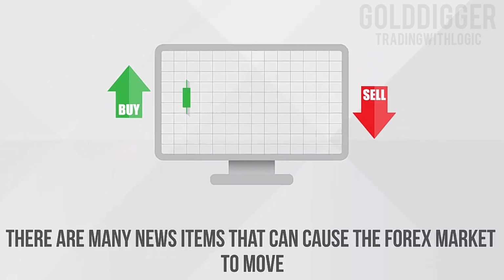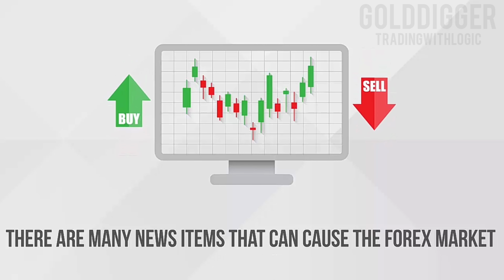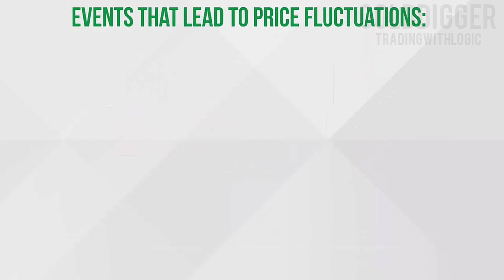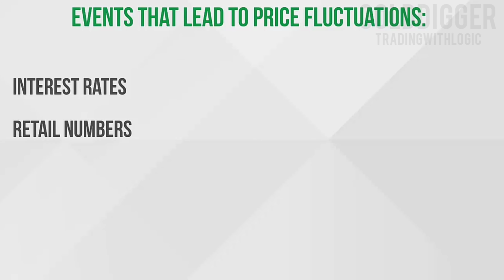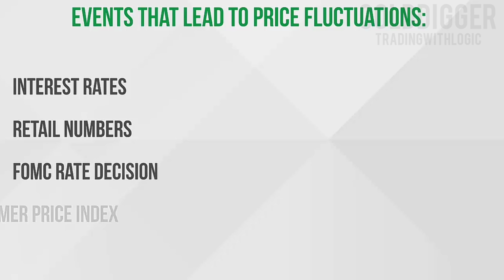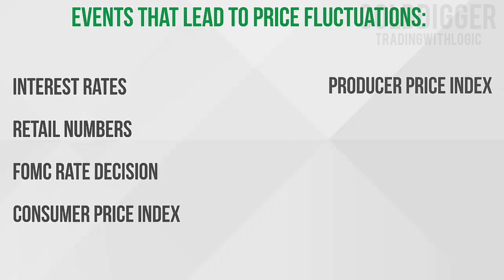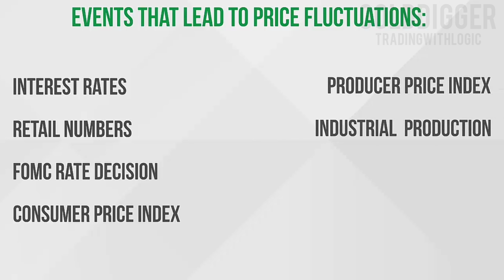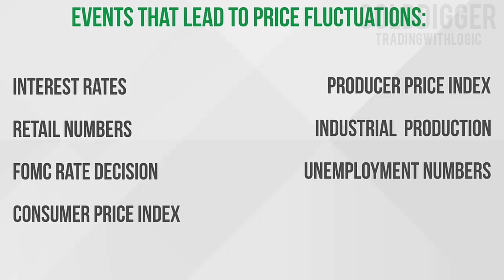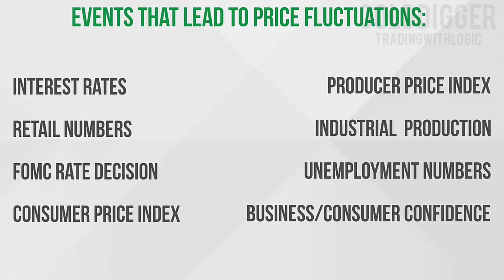There are many news items that can cause the forex market to move. However, the most important events that will definitely lead to price fluctuations include news about interest rates, retail numbers, FOMC rate decisions, the consumer price index, and other inflation indicators, such as the producer price index, industrial production announcements, unemployment numbers, and business and consumer confidence.